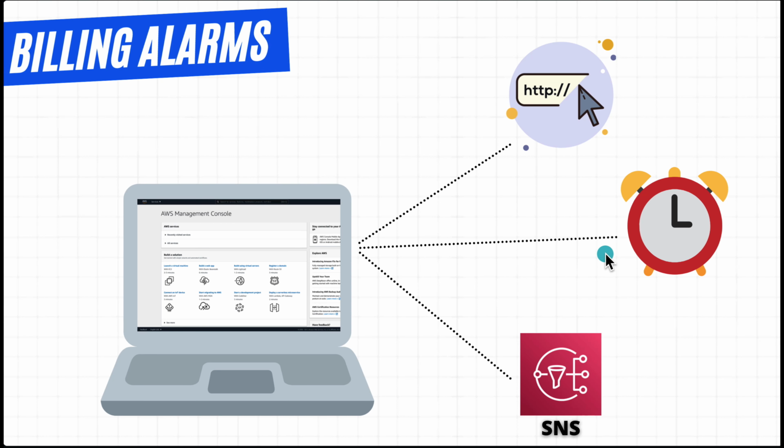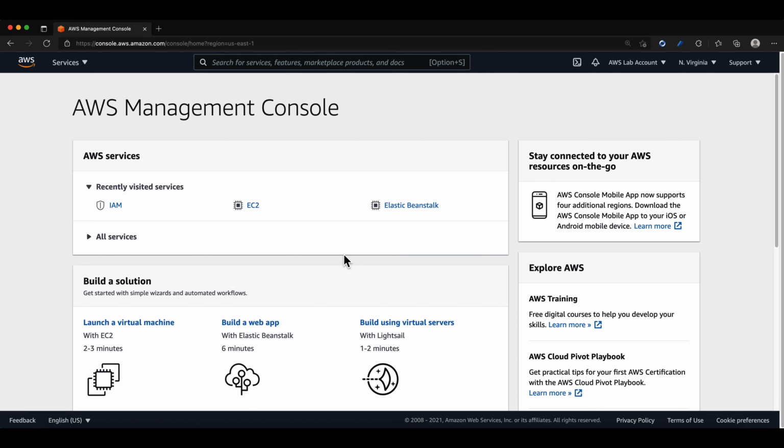Welcome back. In this lesson, we're going to change our sign-in URL. We're going to configure an SNS topic, and we'll set up a billing alarm so you don't get an unexpected bill at the end of the month. Let's get started.